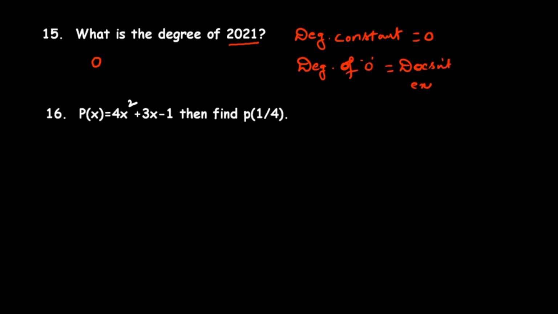Very important with this too. Okay, now see the next question. P of x is equal to 4x square plus 3x minus 1, then find P of 1 by 4.